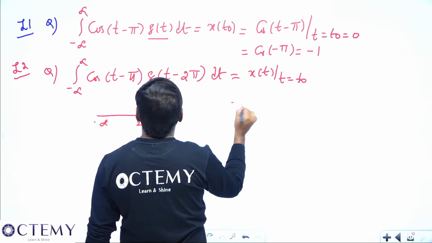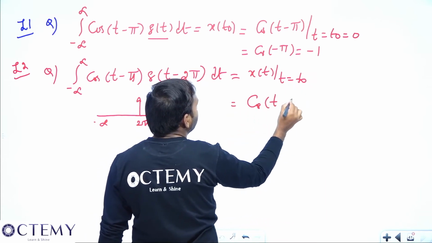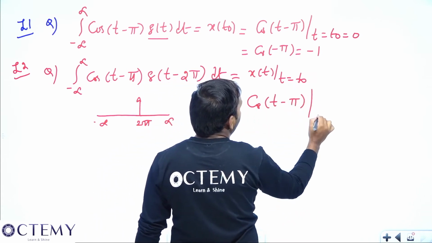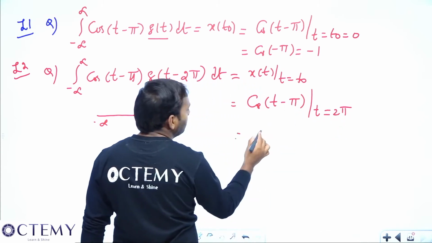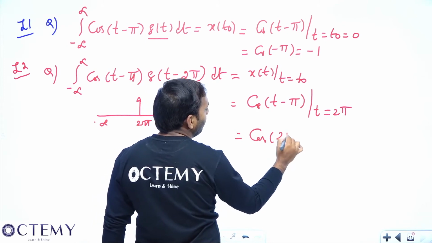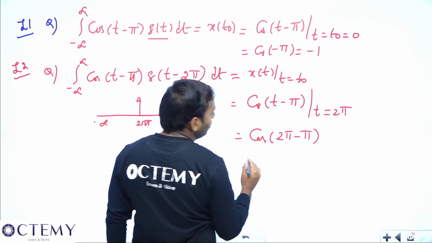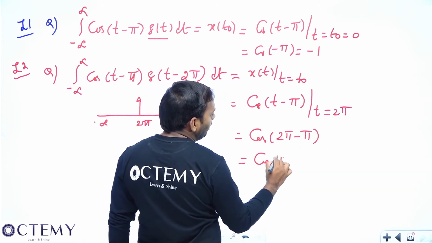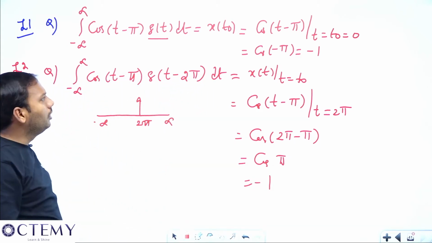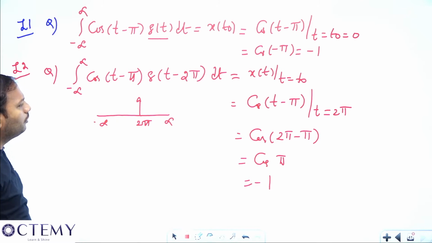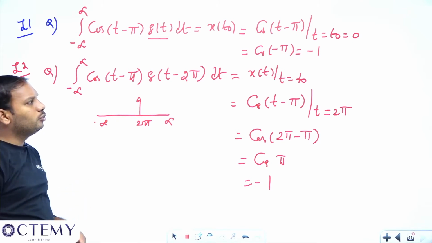So x of t at t equal to t naught. That's it. So simply the answer is cos of t minus pi, where t is equal to how much? It is simply 2 pi. So the answer is cos of 2 pi minus pi, which is equal to cos pi, which is equal to minus 1. So in this way you can solve the problem of cos of t minus pi del of t minus 2 pi dt.